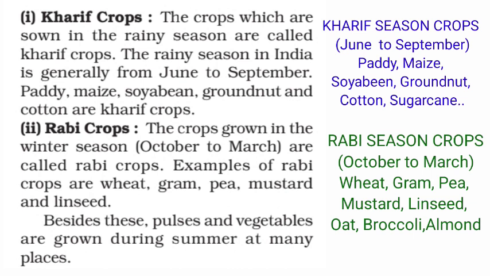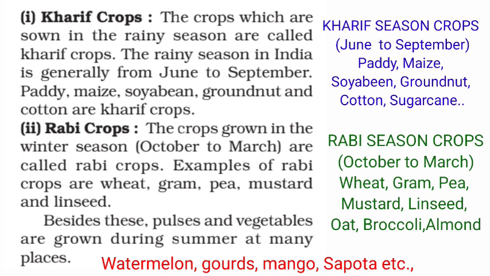Besides these, pulses and vegetables are grown during summer at many places. Let us say watermelon, gourds. Gourds means ridge gourd, bitter gourd, etc. Mango, fruits, sapota, etc. are grown in summer season. These are the crops which are grown other than in Kharif and Rabi crop seasons.